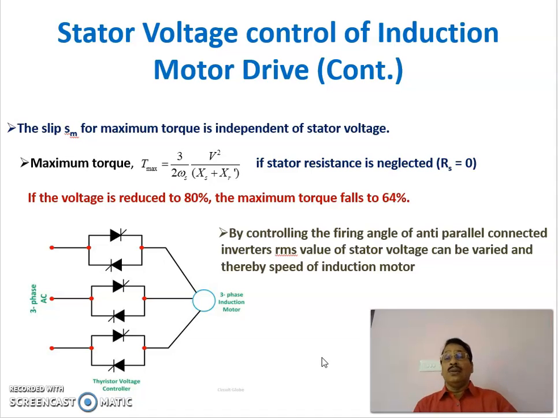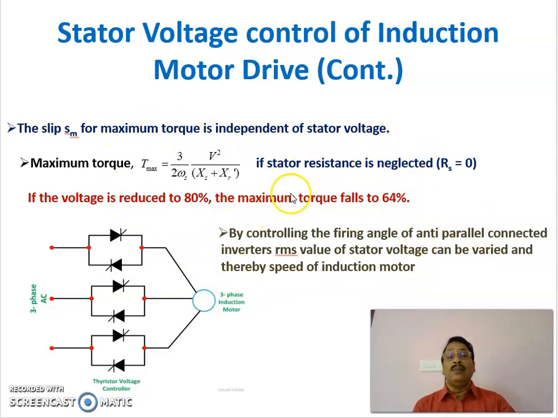Continuing stator voltage control of induction motor, you can see that as the voltage changes, the curve is shifting, the slip at which the maximum torque occurs remains the same, and the maximum torque is reducing. The maximum torque is equal to 3 by 2 omega s into V squared divided by (Xs plus Xr dash). Therefore, if stator resistance Rs is neglected and the voltage is reduced by 80%, the maximum torque is reduced by 64%.